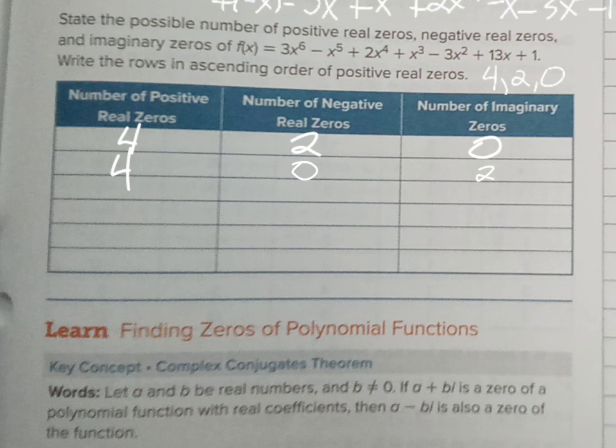Now we're going to jump down to the options when there's 2 positives. So 2 positive and 2 negatives, which means there would be 2 imaginary. Or if there's 2 positives, there could be 0 negatives, which means 4 imaginary. Is that okay? We're just counting. Okay, or we could have no positives, 2 negatives, 4 imaginary. Or no positives, no negatives, 6 imaginaries.